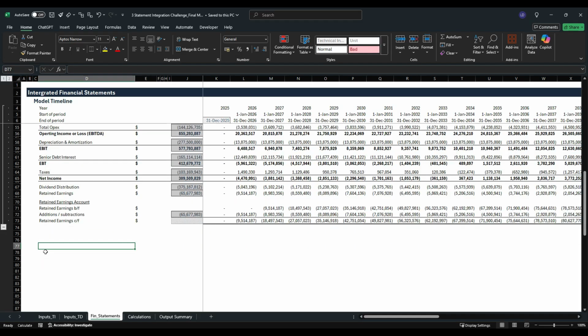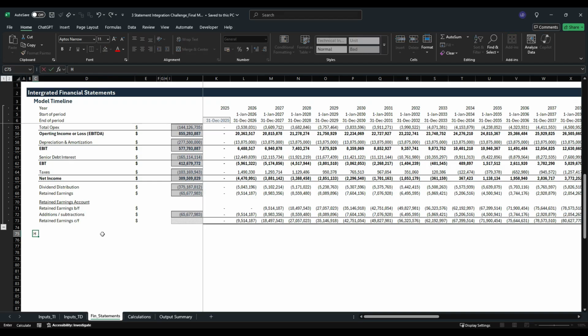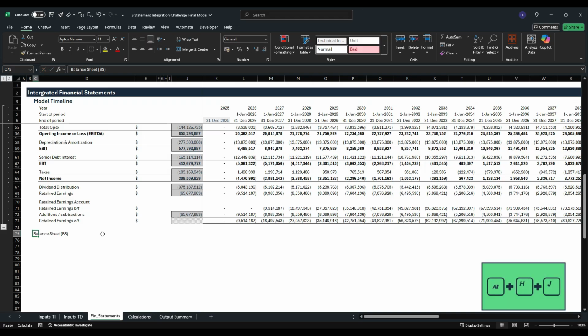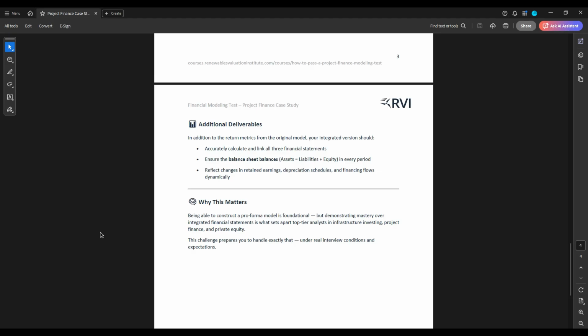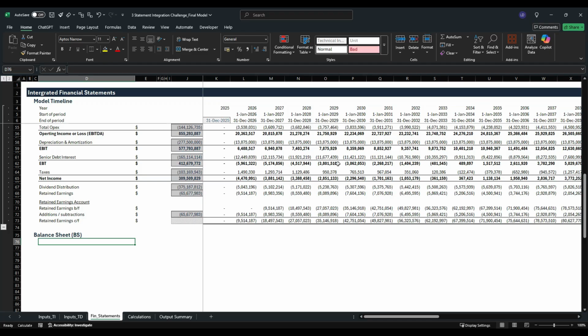And now let's keep going with our balance sheet. So one last statement left. Balance sheet, also abbreviated as BS. Alt J, header 1. If we go back to our case study, they actually give us the basic balance sheet equation, which is assets equals liabilities plus equity. So let's set it up in that way. We start with assets, then we'll reflect our liabilities, and lastly our equity. So let's start with assets.